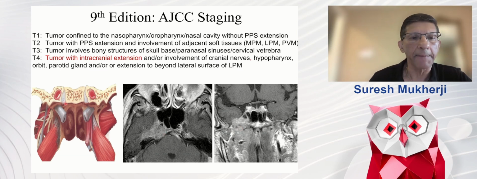So what can happen is that you can have these nasopharyngeal carcinomas extend superiorly through the skull base, through the foramen lacerum, and right here is the carotid artery.